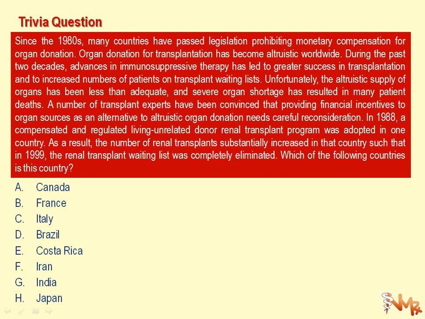In 1988, a compensated and regulated living unrelated donor renal transplant program was adopted in one particular country. As a result, the number of renal transplants substantially increased in that country, such that in 1999 the renal transplant waiting list was completely eliminated. Which of the following countries is that country? Canada, France, Italy, Brazil, Costa Rica, Iran, India, or Japan?